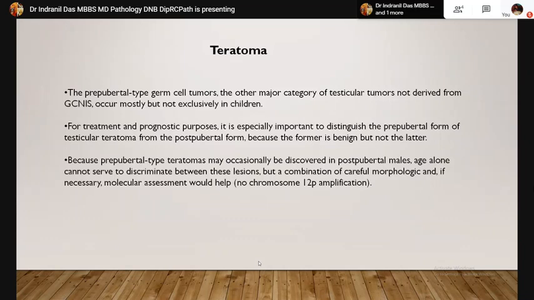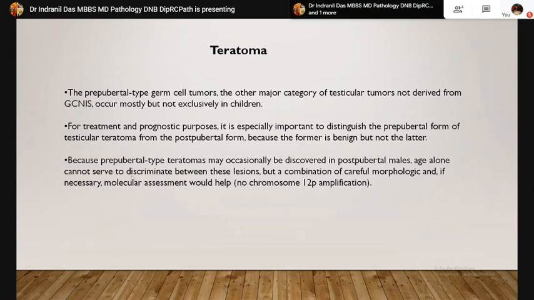Now teratoma. This germ cell tumor can also be of prepubertal and postpubertal type. For treatment and prognostic purposes, it is especially important to distinguish the prepubertal form of testicular teratoma from the postpubertal one, because the prepubertal teratomas are benign, but the postpubertal testicular teratomas are not benign. They may behave in a malignant fashion.